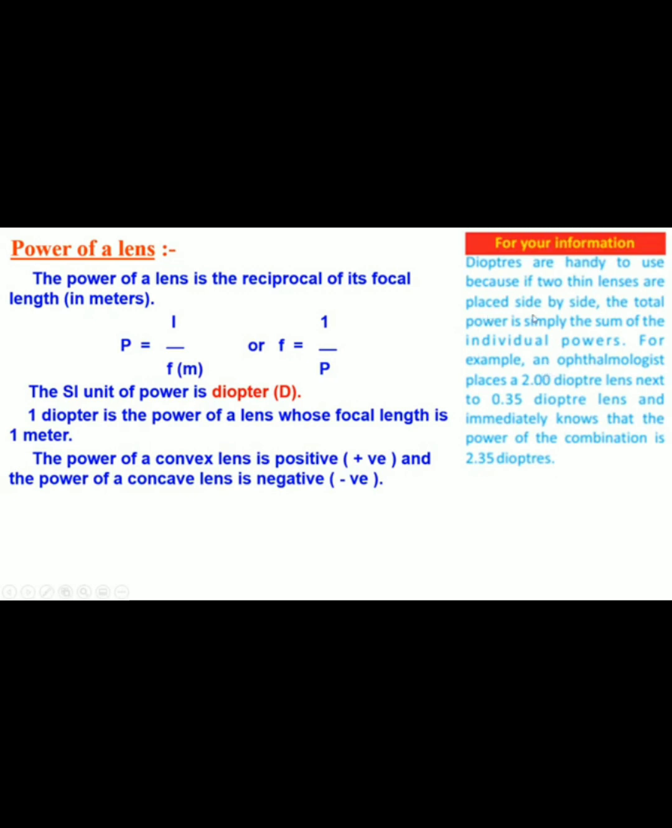Diopters are handy to use because if two thin lenses are placed side by side, the total power is simply the sum of the individual powers.